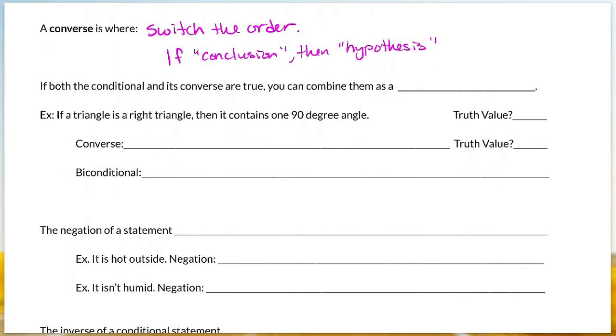If both the conditional and the converse are true, you can combine them as a special statement called a biconditional. Oops, that is the highlighter, not the pen.